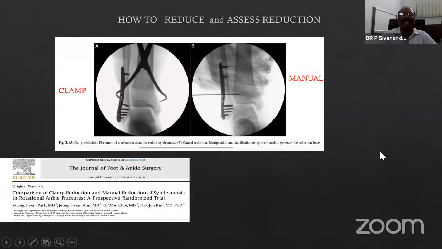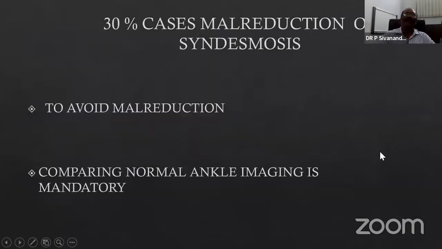So once we see this, the next part is reduction. Pradeep already discussed this. In spite of all your efforts, it is 30% of this syndesmotic reduction, sir. It is not perfect. Not perfect. So how to avoid these malreductions in these patients?